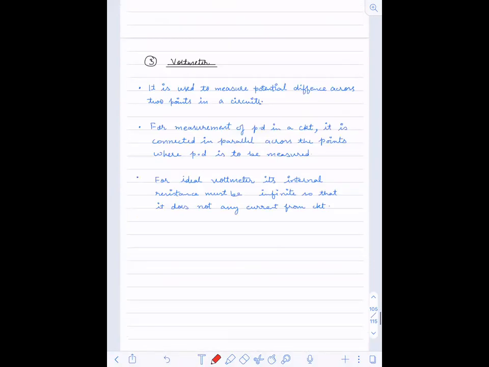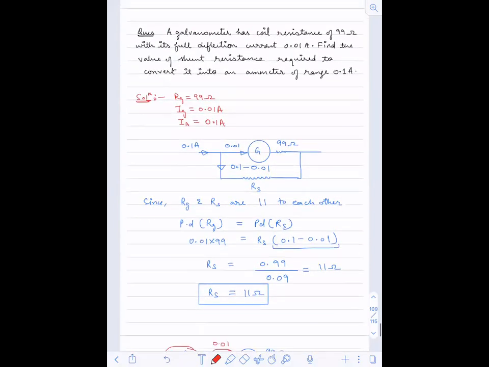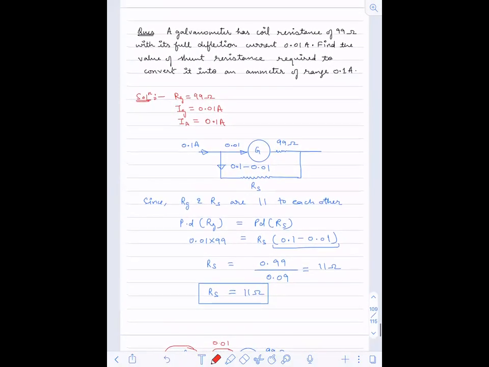Okay, then the voltmeter we have not done. We had done one numerical. So this is that numerical.